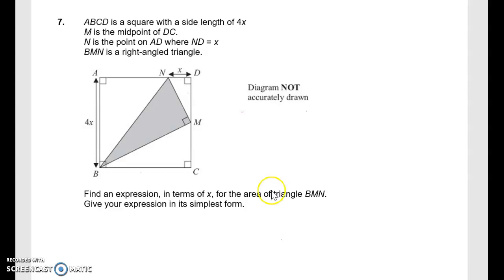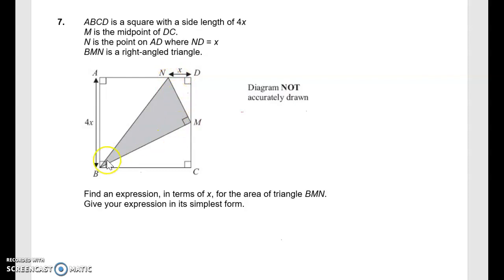So here we've got a square with right angle corners. The length of it is 4x, so they're all 4x. M is a midpoint, so that means this line is cut in half. N is a point along the line AN, and this length here is x.